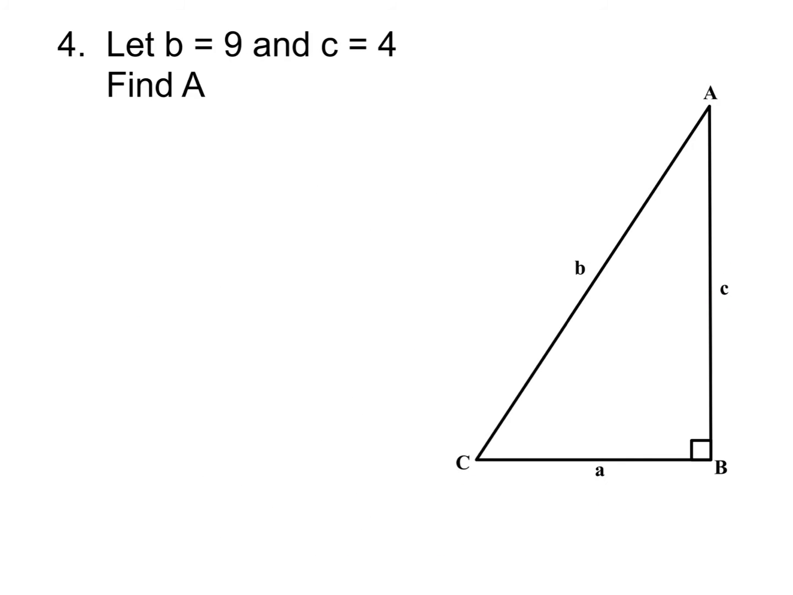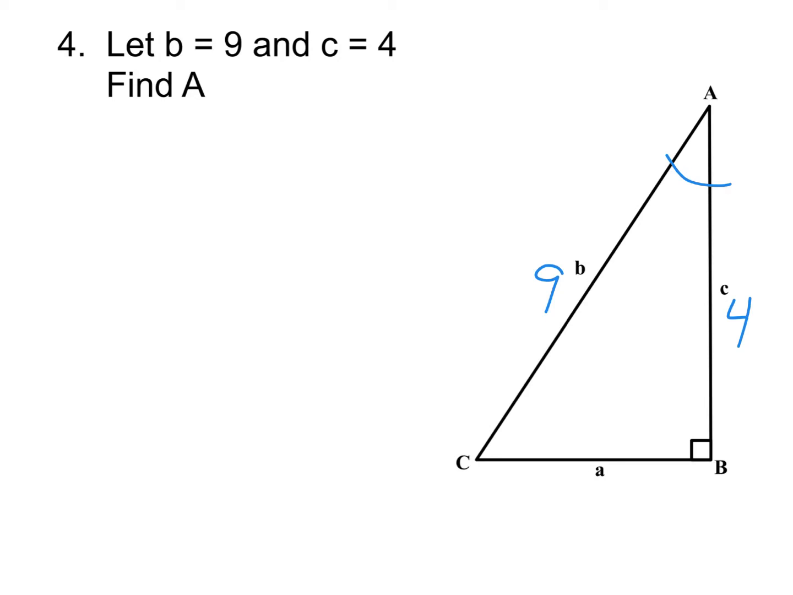All right, and then our last one, number 4. What are we going to do first? Label the picture, right? You always want to label the picture on these because it makes everything else so much easier. All right, so we're going to find B is 9, C is 4, and we want to find angle A.